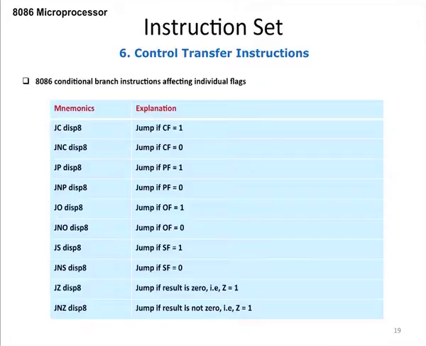Then we have JZ, that is jump to the given address if the zero flag is set to 1. We all know the zero flag is set to 1 only when the contents of the result are 0, that means all the bits of the result are 0, then zero flag is set to 1 and the sequence of execution will change. And the last one is JNZ, that is jump if not zero, means if the result is a non-zero value, then the sequence of the execution will be changed, otherwise the normal execution will be followed. So this was all about the control transfer instructions of 8086.